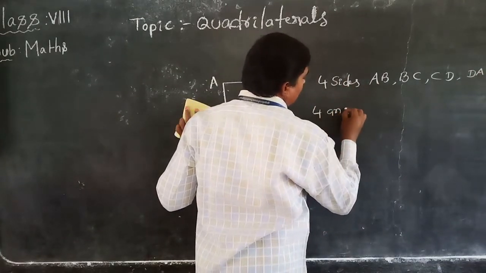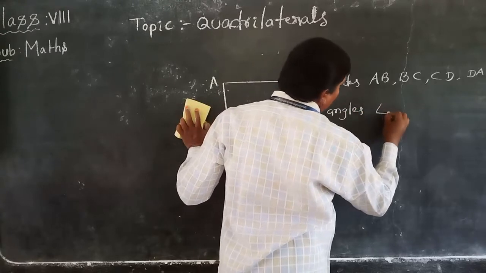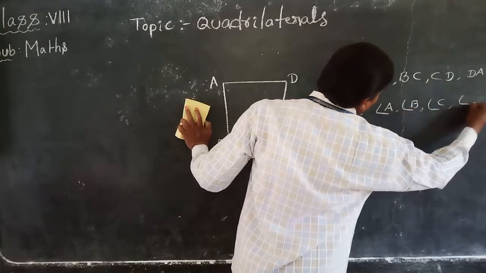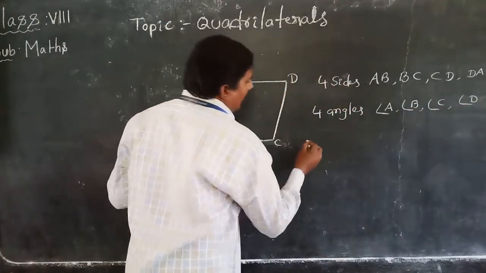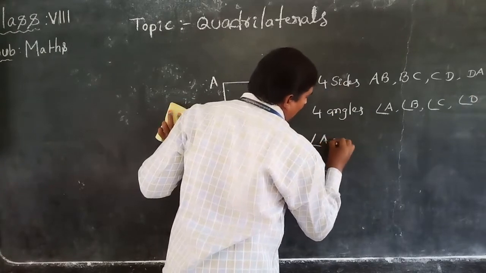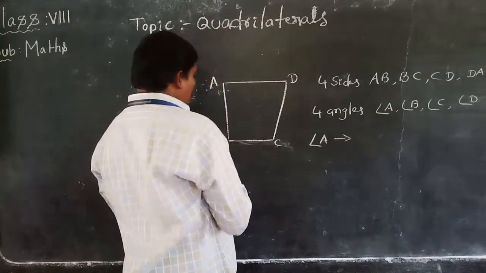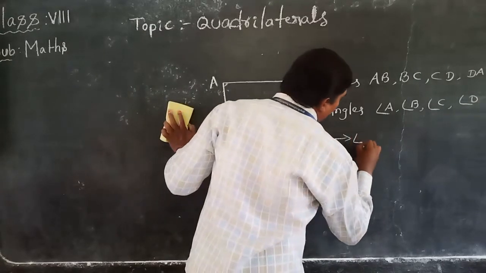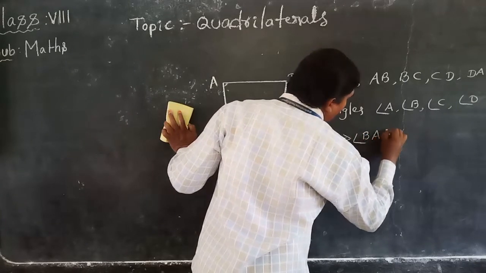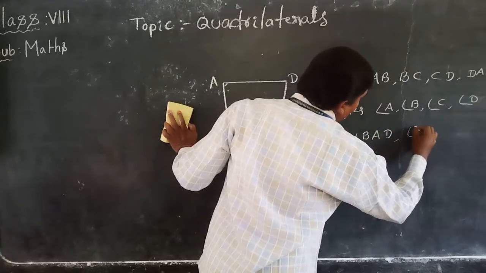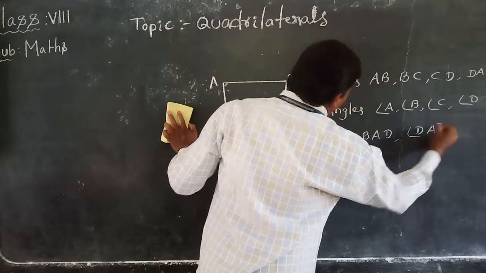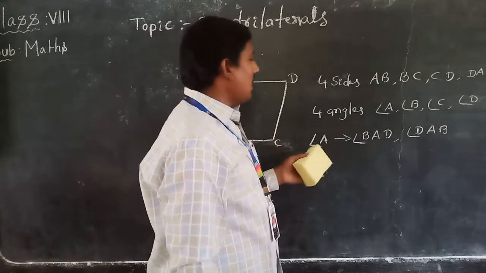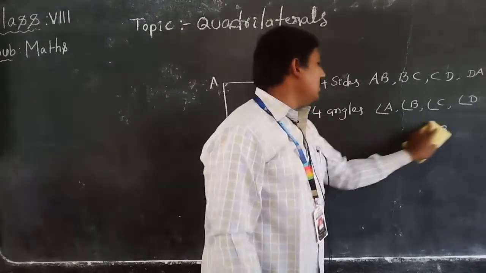4 angles: angle A, angle B, angle C, angle D. For angle A, it is possible to show angle BAD. For this angle A, we can write angle BAD or angle DAB. Like that, the remaining angles can also be written.